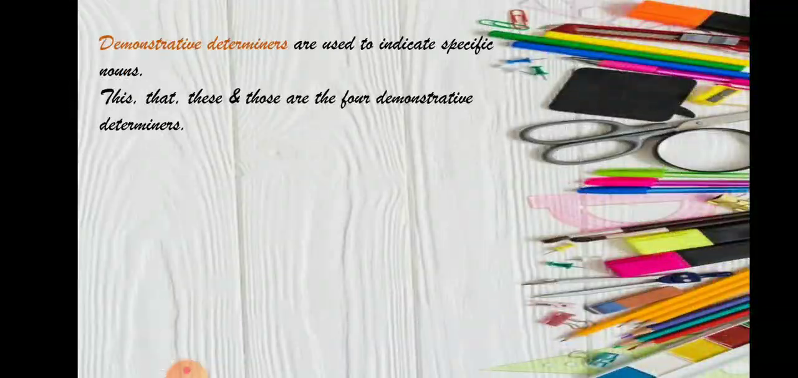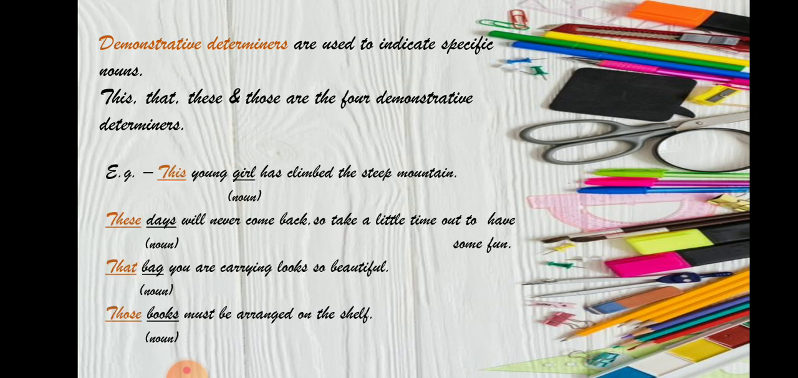Next we have demonstrative determiners. These determiners are used to indicate specific nouns. This, that, these and those are the 4 demonstrative determiners. Here we have the examples.